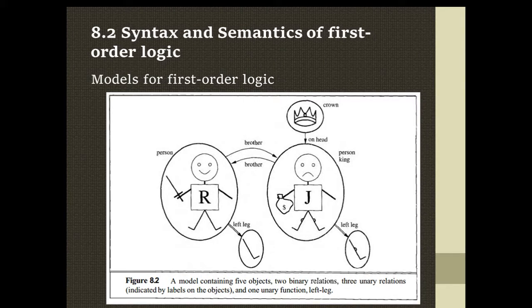The objects in the model may be related in various ways. In the figure, Richard and John are brothers. Formally speaking, a relation is just a set of tuples of objects that are related. A tuple is a collection of objects arranged in a fixed order and is written with angle brackets surrounding the objects. Thus, the brotherhood relation in this model is a set.